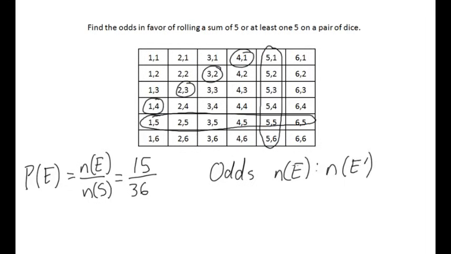So the number of elements in event E is 15. We already counted those up. The number of elements not in E, so we could count those as well here on our table. Or we know that there are 36 total outcomes, and we know that 15 of them are event E, which would tell us that 21 are not. And so we would want to reduce this just like we would a fraction, so we can divide both of these by 3. And so that gives us 5/7.